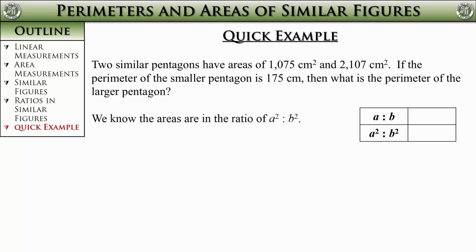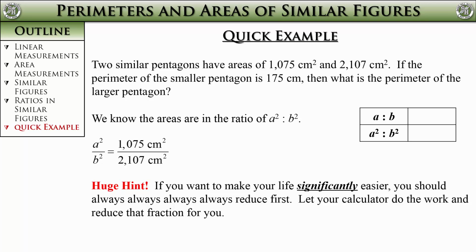You should know that the areas are in the ratio of a squared to b squared. Thus, we know that a squared over b squared will be 1,075 centimeters squared over 2,107 centimeters squared. But don't put that into the chart. If you want to make your life significantly easier, you should always reduce first. Let your calculator do the work and reduce that fraction for you. If you plug that somewhat ugly fraction into your calculator and reduce, you'll get a much more manageable number. They are also perfect squares. Suppose that is a coincidence? Now we can fill that number into our chart.